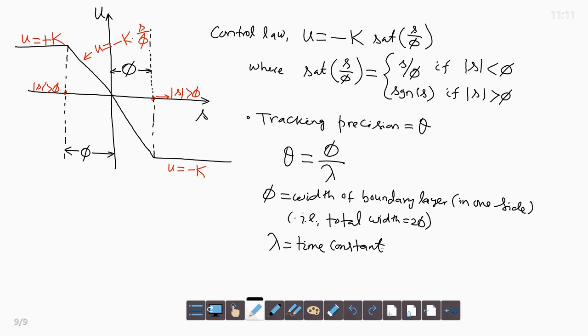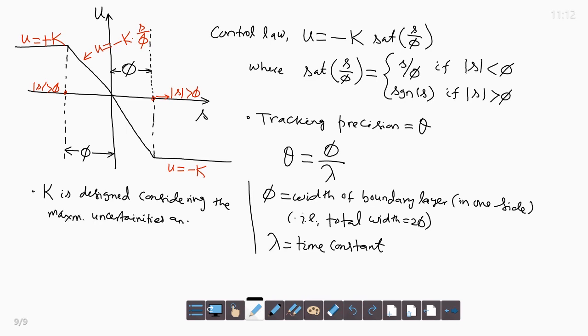Next point is K is designed considering the maximum uncertainty and imprecision, and once K and theta, the tracking precision, are taken, phi and lambda are designed. So, these are some design guidelines for the sliding mode controller, with which chattering can be reduced and good performance can be obtained in face of model imprecision and uncertainties, and it gives a good robust control technique.